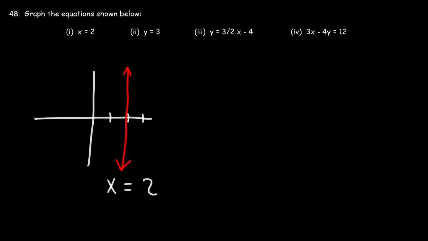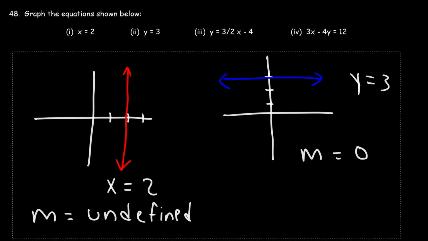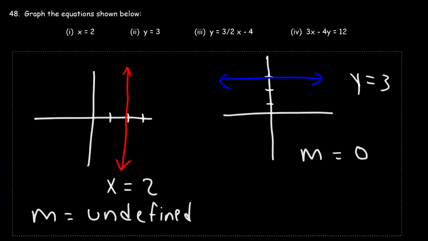Now, what is the slope of this line? The slope of a vertical line is undefined. You can't calculate the slope for that. Now, what about the graph y equals 3? So to plot this one, all we need is basically a horizontal line at y equals 3. Now, what is the slope of a horizontal line? A horizontal line has a slope of 0. A vertical line would be like a number divided by 0, which would make the fraction undefined.